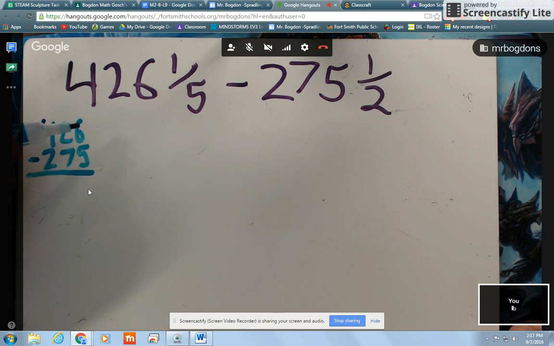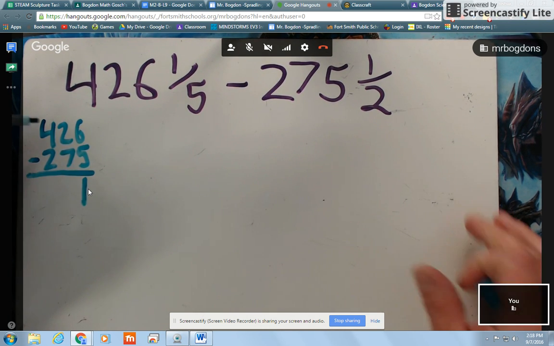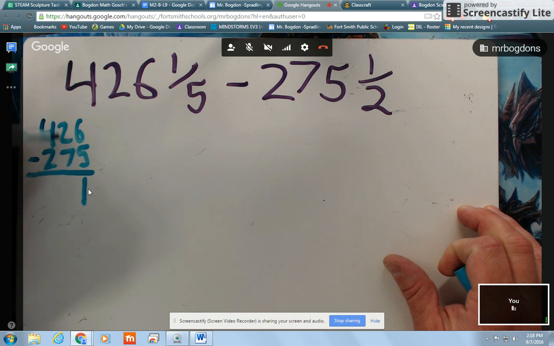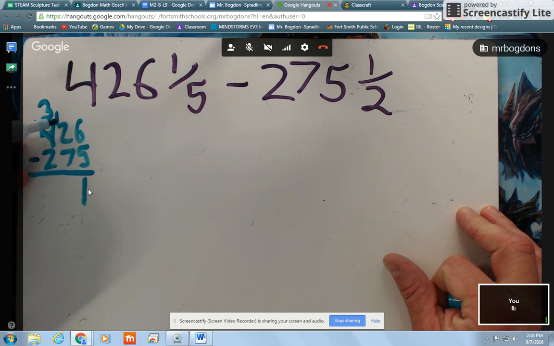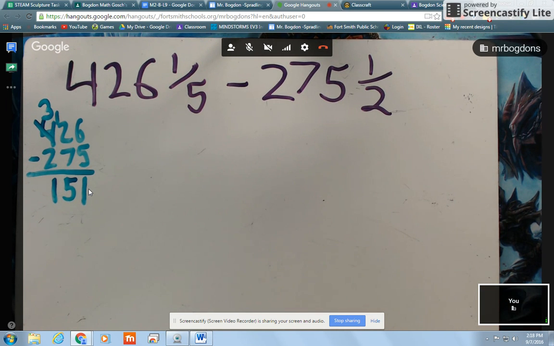What is 6 minus 5? 1. I'm expecting more of a response than that, guys. This is not hardcore math. What is 2 minus 7? 5. Yeah, it's going to be 5 because I have to regroup from the hundreds place. There's 12 tens minus 7 tens, which is 5 tens. 3 hundreds minus 2 hundreds is 100. So my estimate, I know that when I'm said and done, as long as I'm close to 151, I'm going to be a happy boy.